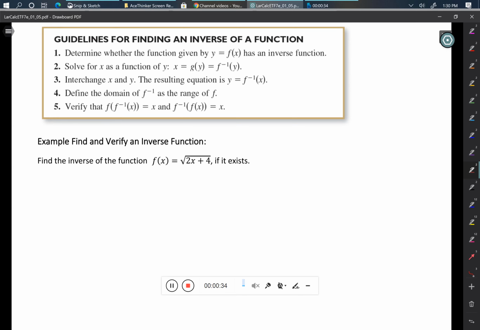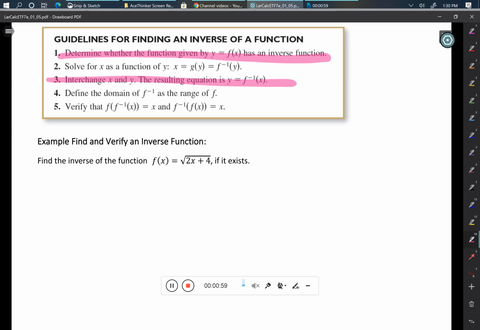Okay? Solve for x as a function of y. That is, solve the equation for x instead of y, because it should be given to you explicitly where it will be solved for y. Once you've got it solved, interchange x and y, and then the resulting equation should be the inverse. Okay? If you've done everything correctly. So if you're sure that it has one, once you interchange here, you will have found the inverse.